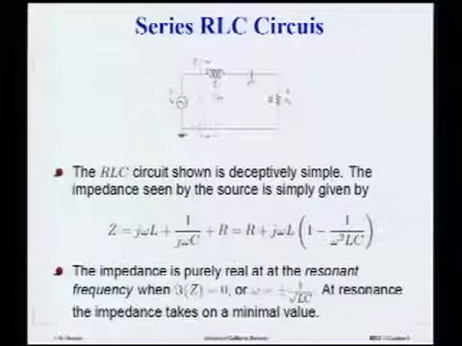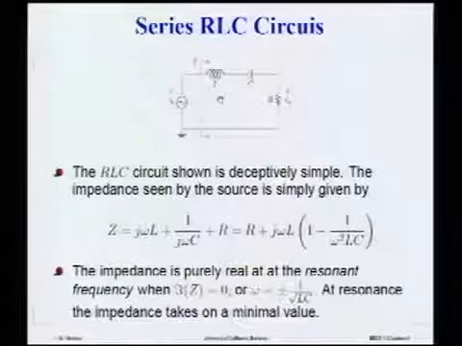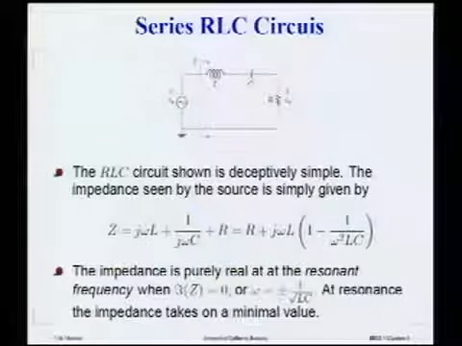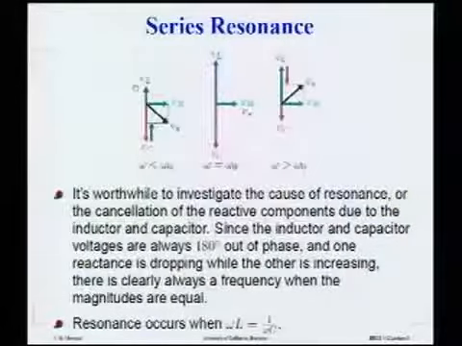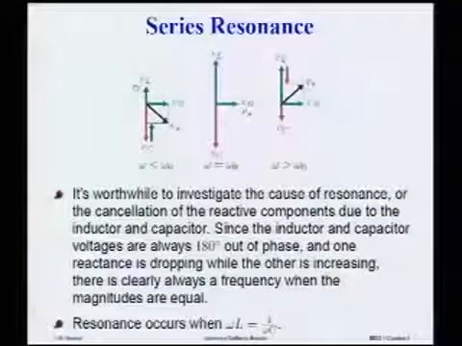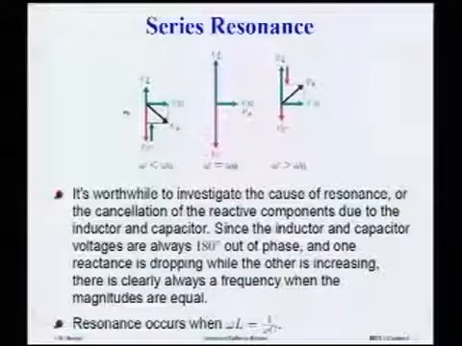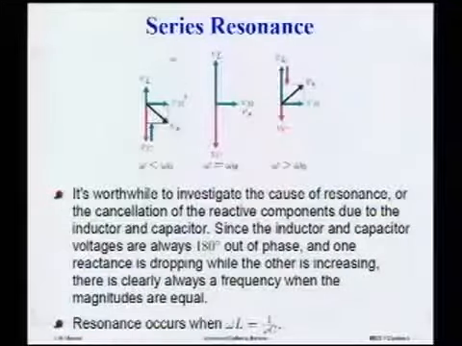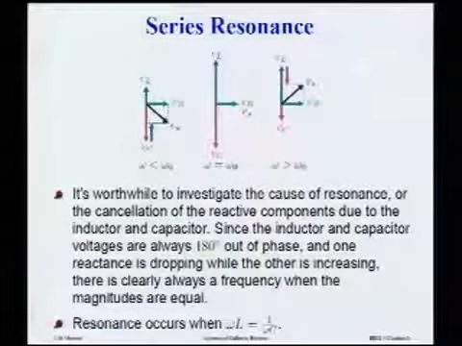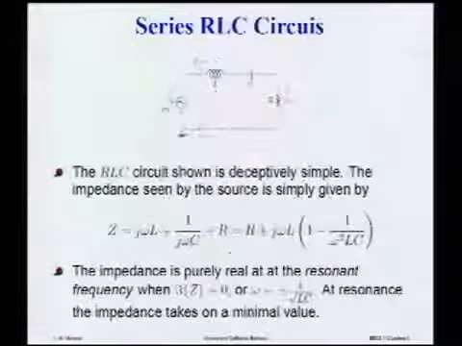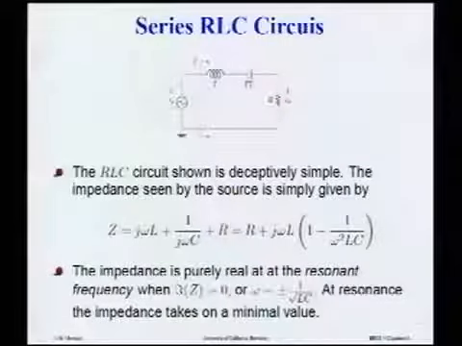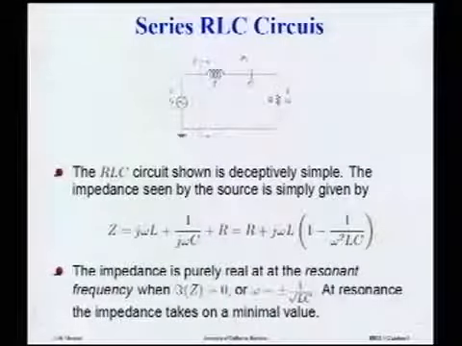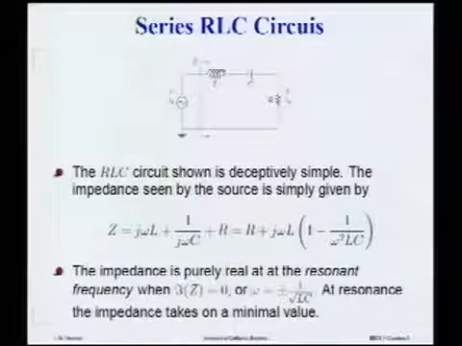Even though these are perfectly balancing each other out at resonance, it's a very, very careful balance. In other words, if I draw some vectors which represent the various voltages, now this is an IQ plane, let's pick a frequency below resonance. Now below resonance means that, remember, at resonance, this reactance is equal to this reactance, right? So below resonance, this reactance is actually larger than this reactance.